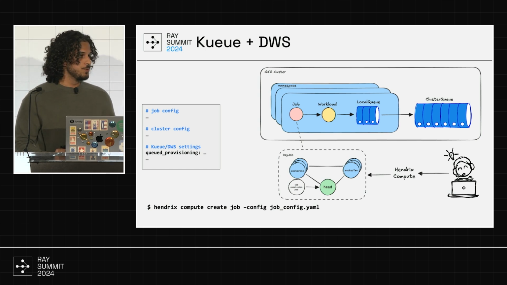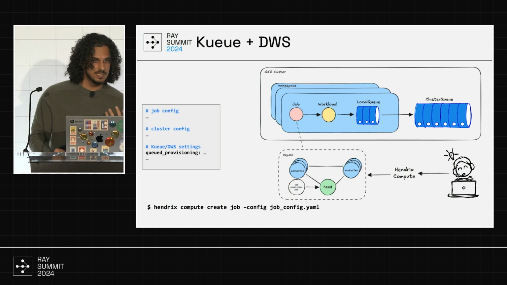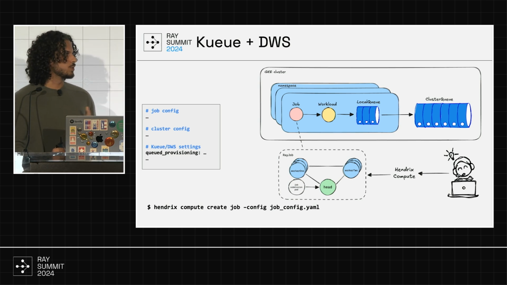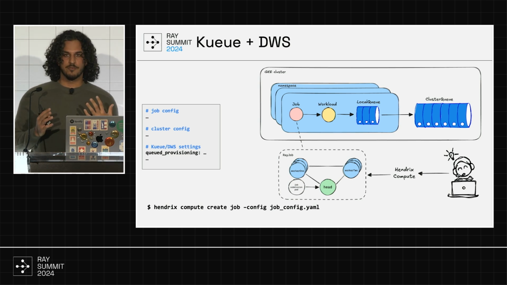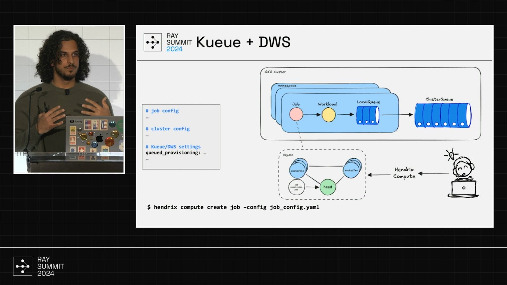So Q makes sure that the resources required by that Ray cluster are available, and then it admits the job. Then we use DWS to work on GPU obtainability, to dynamically get access to GPUs once the workload is admitted. This has been a great offering from GKE. We have seen users queuing their jobs a lot more often, and this really helps.